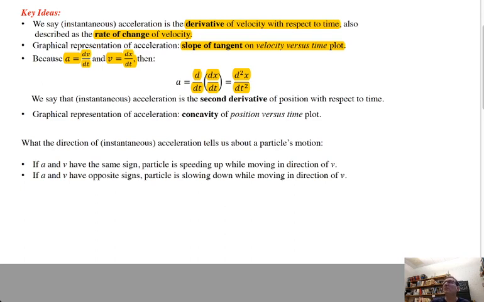The second derivative of a function is its concavity. It tells you its concavity. That is to say, if the second derivative of a function is positive, that function is concave up, like a bowl. If the second derivative of a function is negative, that function is concave down, like an inverted bowl. If the second derivative of a function is 0, it's a straight line, no curvature. So another way to think of instantaneous acceleration is second derivative of position with respect to time, and that means the concavity of the position versus time plot.